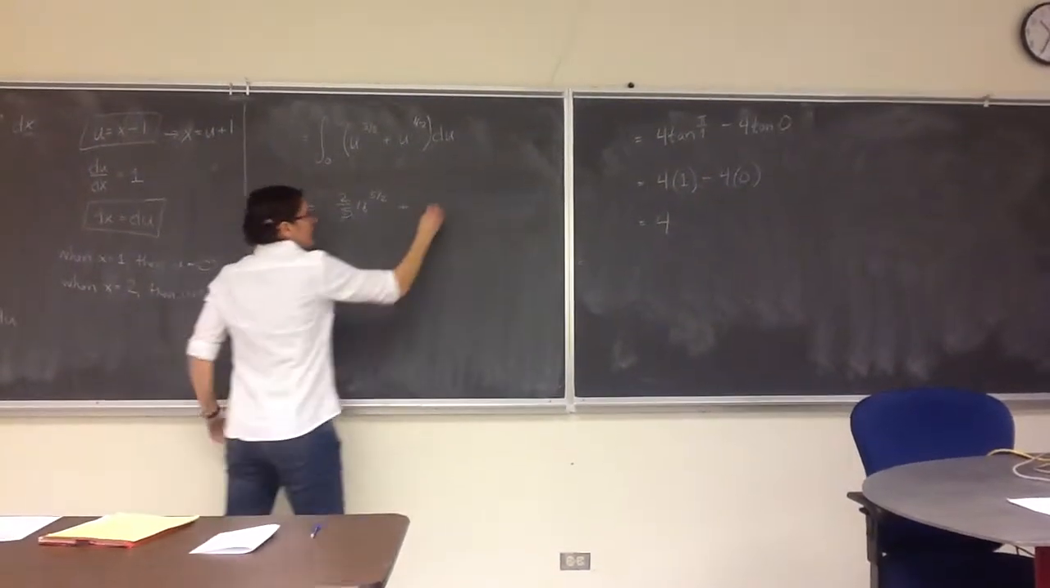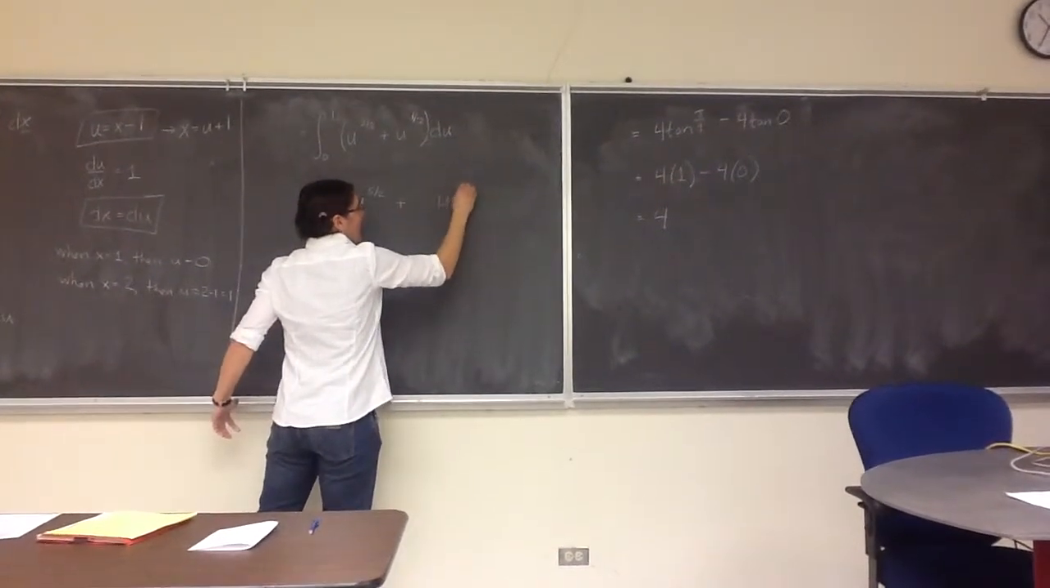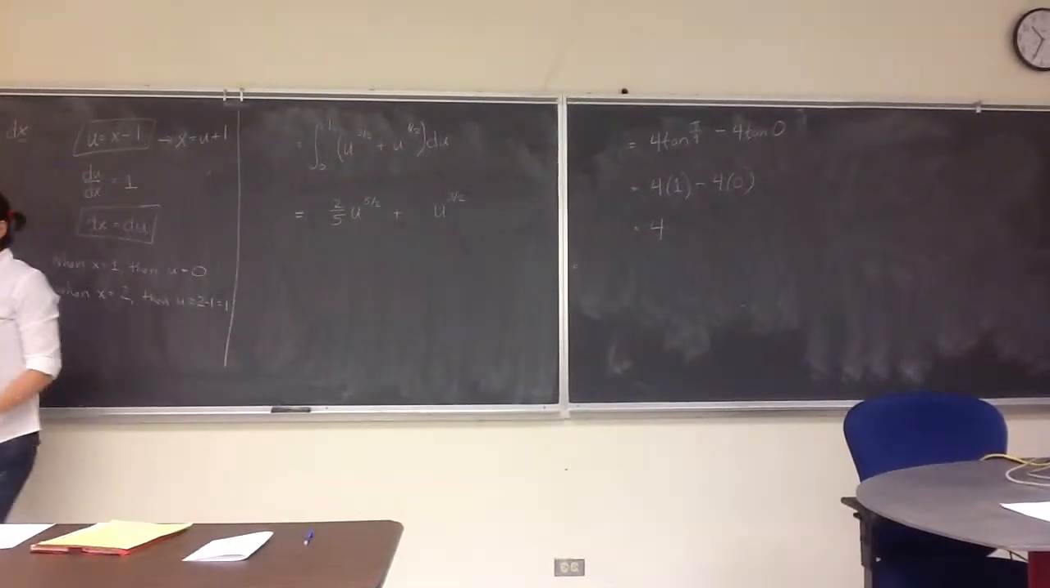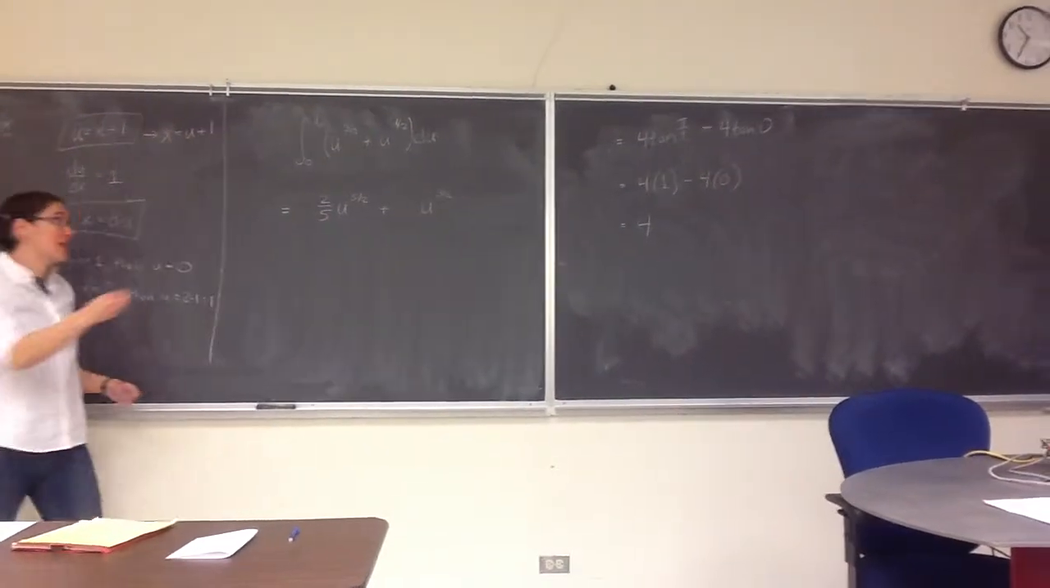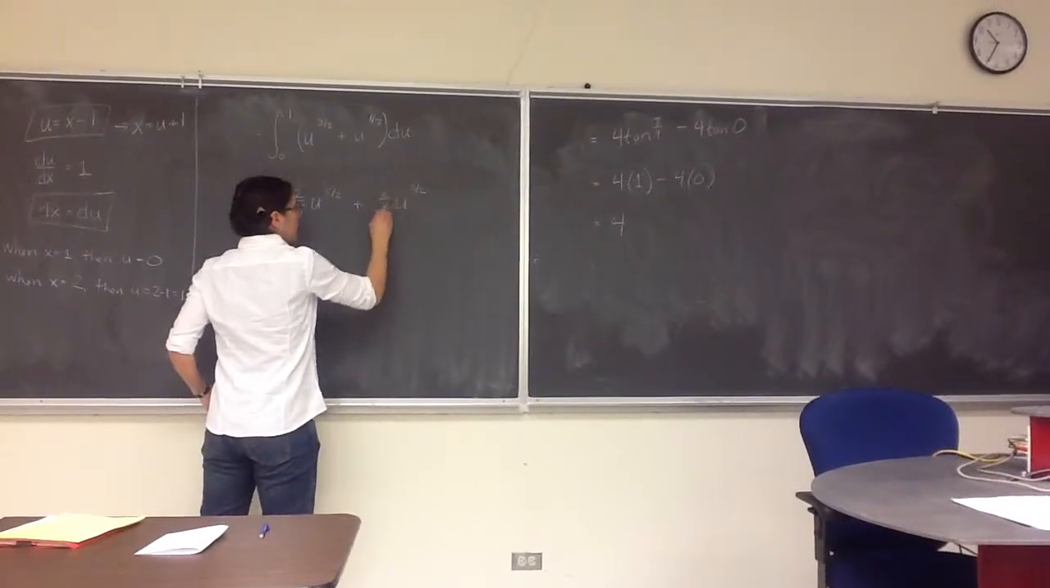And I can do the same thing with the u to the 1/2. I add 1 to the power. Divide by that new power. Dividing by 3/2 is the same thing as multiplying by 2/3.